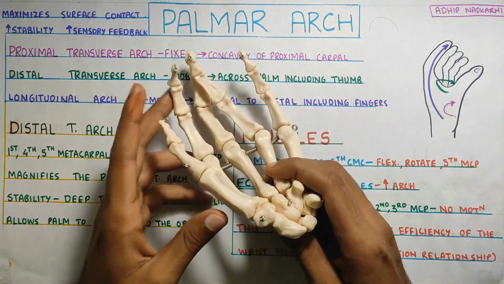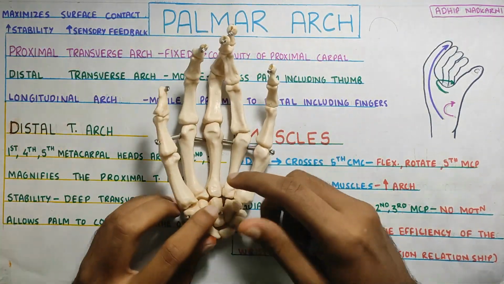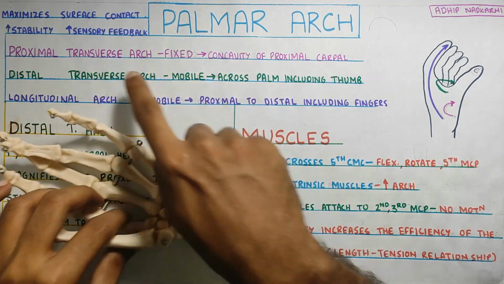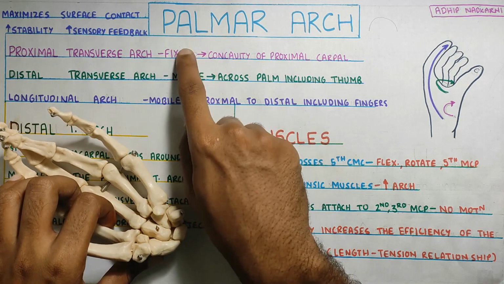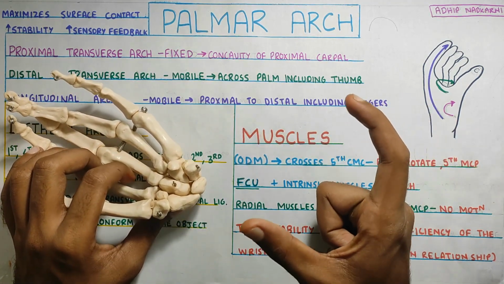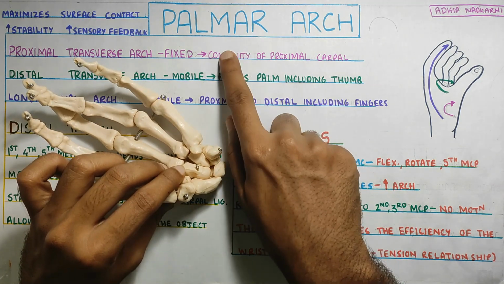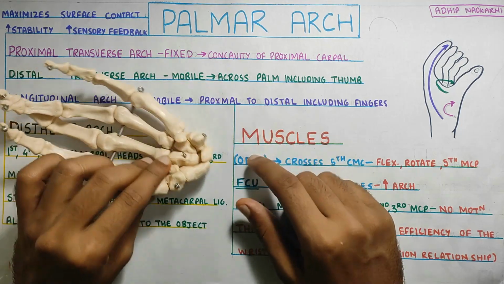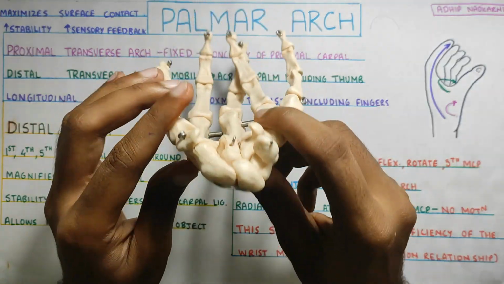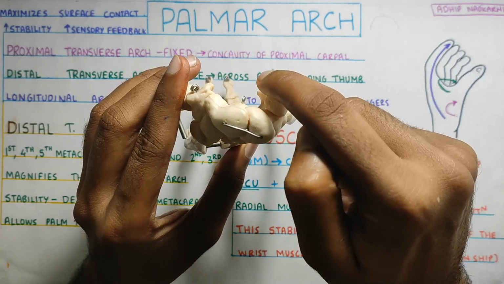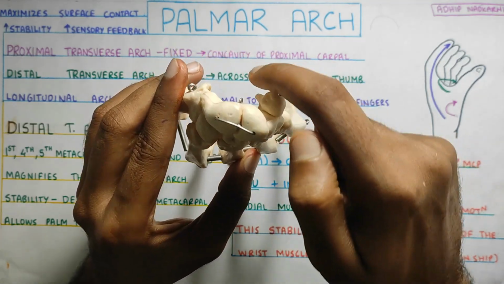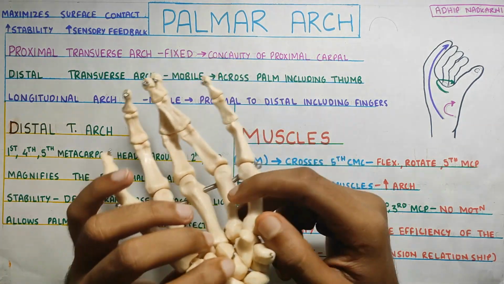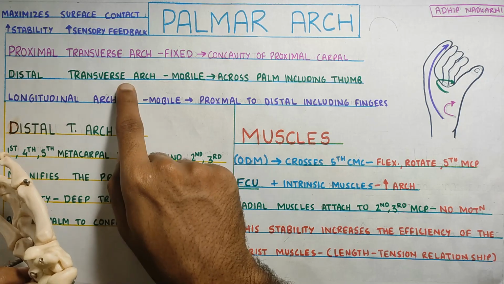So if you take the hand over here, you can see these are the carpal bones, these are the metacarpals, right, and these are the phalanges. The first, proximal arch that we are going to talk about is a fixed arch, meaning that arch, that curve, does not move much. If you can see the concavity of the proximal carpals, that is what forms the proximal transverse arch. Now these are the carpals over here, and if you can see from the top view, there is a slight curve over here, right? And this curve is basically the proximal transverse arch, and it is comparatively fixed, it does not move.